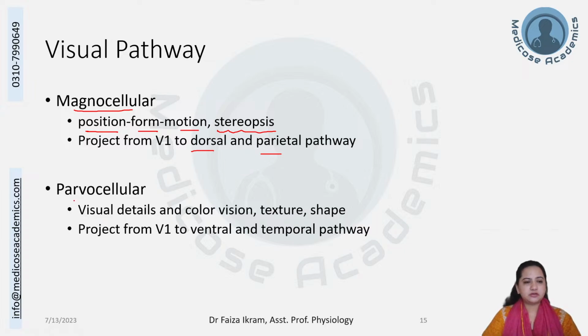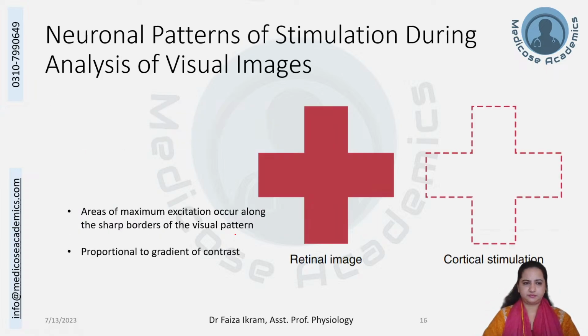Whereas from the parvocellular pathway, which is involved with the visual details, color vision, texture, and shape, the message is sent to the ventral and temporal areas of the brain, because every sensation is ultimately going to be collaborated with other sensations to make a meaningful understanding for the person.